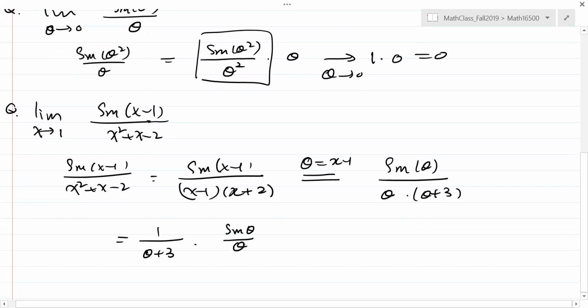So as x approaches 1, theta approaches 0. Okay? So when theta approaches 0, x approaches 1, that's the same. Then this is going to be 0 plus 3, and here is going to be 1. So the answer is 1/3. So the limit is 1/3.